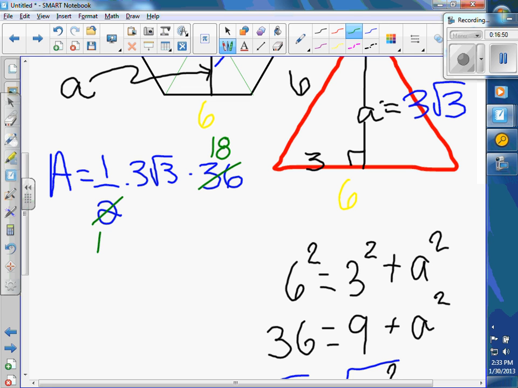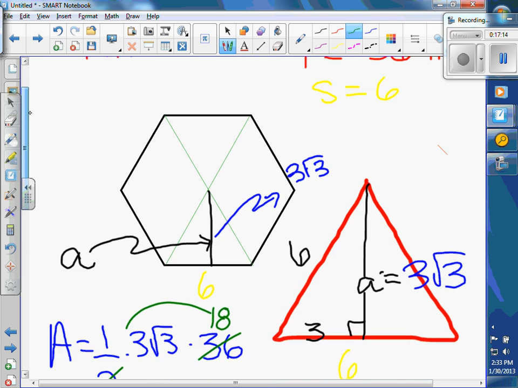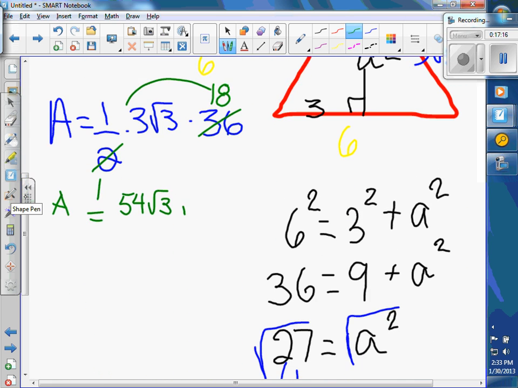Keep practicing those. Because your tendency is to multiply and divide, right? Try not to. So then 3 times 18 is 54. So 54 square roots of 3. And then unit-wise, if I said the perimeter was in inches, the area is in inches squared. Okay, so one method is using the 1/2 AP.